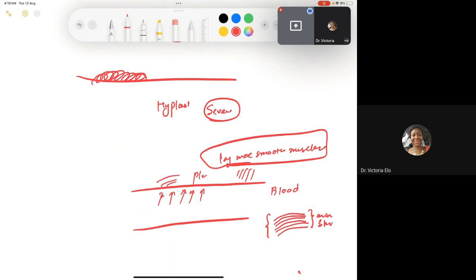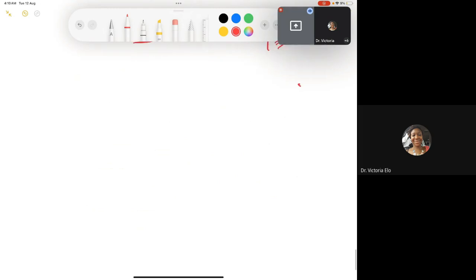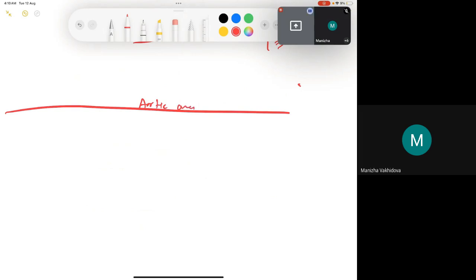Okay, perfect. So the next topic which we are going to discuss, and our last topic on which we are going to spend a little bit of time, is going to be aortic aneurysm, right? Aortic aneurysm.